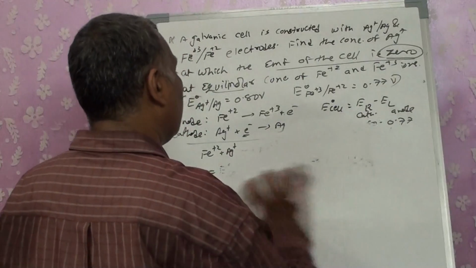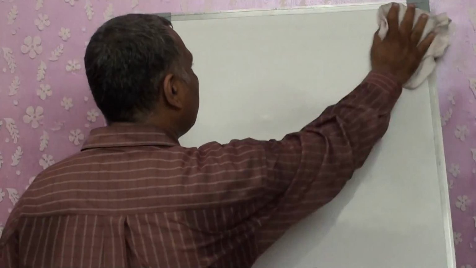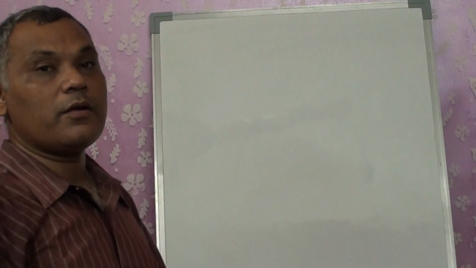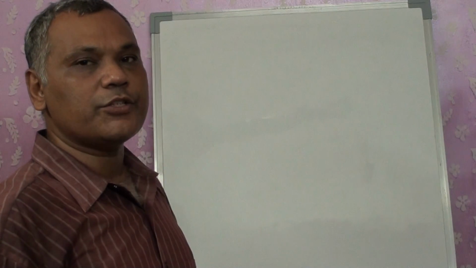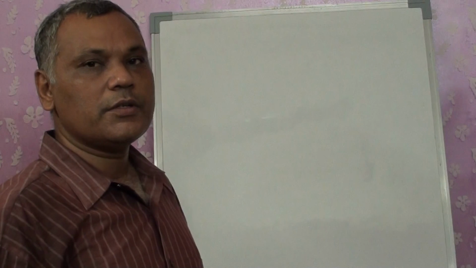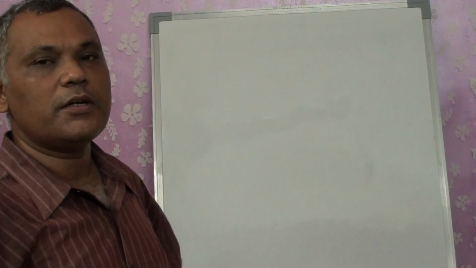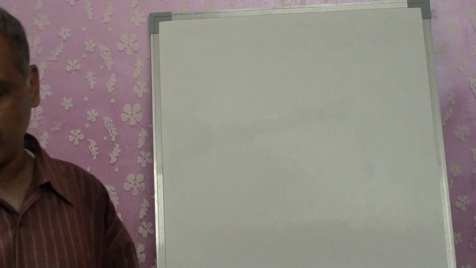Another sum. Now this time, in place of taking it as a generalized sum, we will take one of the specific applications that we saw for the Nernst equation. The first application that we studied was to calculate the cell potential of the concentration cell.